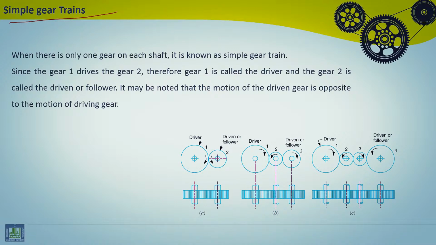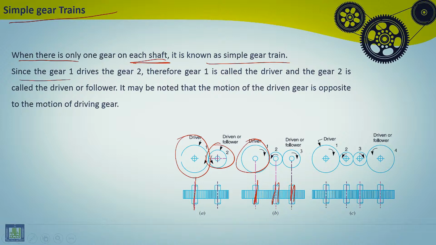Here I will present some features of simple gear trains. When there is only one gear on each shaft, it is known as a simple gear train. You can see here, on each shaft we have one gear, okay? One gear on each shaft. This is called a simple gear train.